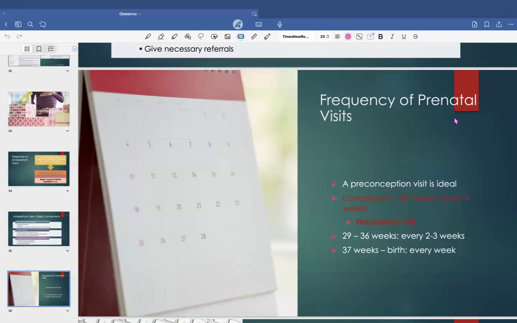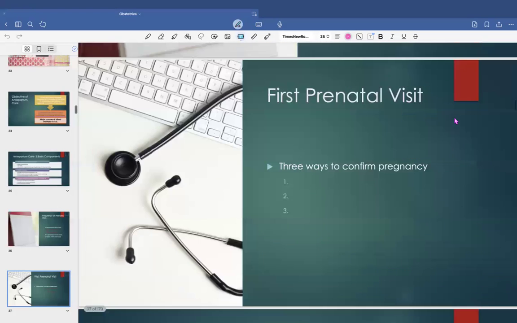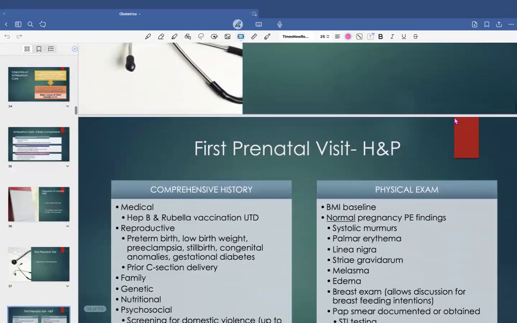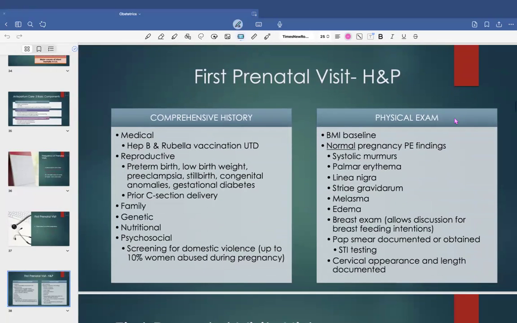A reproductive history. Have they ever had a baby before? Was that a preterm birth? Did the baby have a low birth weight? Did they deal with preeclampsia? Did the baby not make it? Was it born stillbirth? Were there any congenital anomalies? Did they have a C-section? Gonna get family history, genetics, background, nutritional history. What's your diet like? What do you do for exercise? Your basic key questions, things you already know and do very, very good.